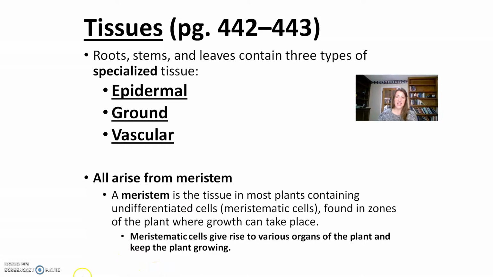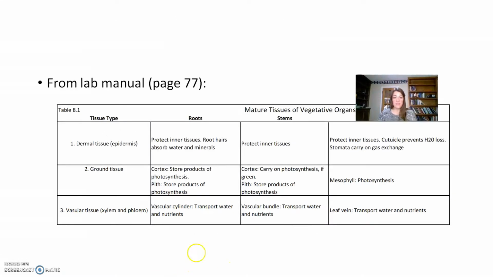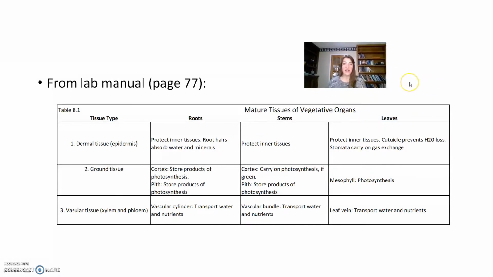These cells can be found in the zones of the plant where growth can take place: at the very tip down in the roots, at the very tip of the apical bud in the shoot, or where the branches are going to be coming from. Now this chart is found in your lab manual on page 77. I highly recommend you memorize it. It doesn't talk about the meristematic tissue, but make sure you know that it gives rise to these three other tissues, that it is unspecialized. Dermal or epidermal tissue, ground tissue, and vascular tissue are, in fact, specialized.